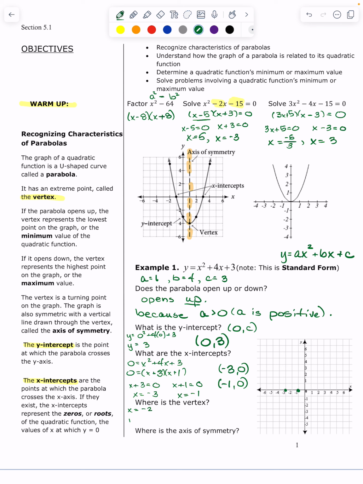If I know the x where the vertex is, I'm going to plug that x back into the equation to find the y that goes with it. Negative 2 squared is positive 4. 4 times negative 2 is minus 8, plus 3. 4 minus 8 is negative 4, plus 3 is negative 1. I get a vertex at (negative 2, negative 1). Halfway between these two.